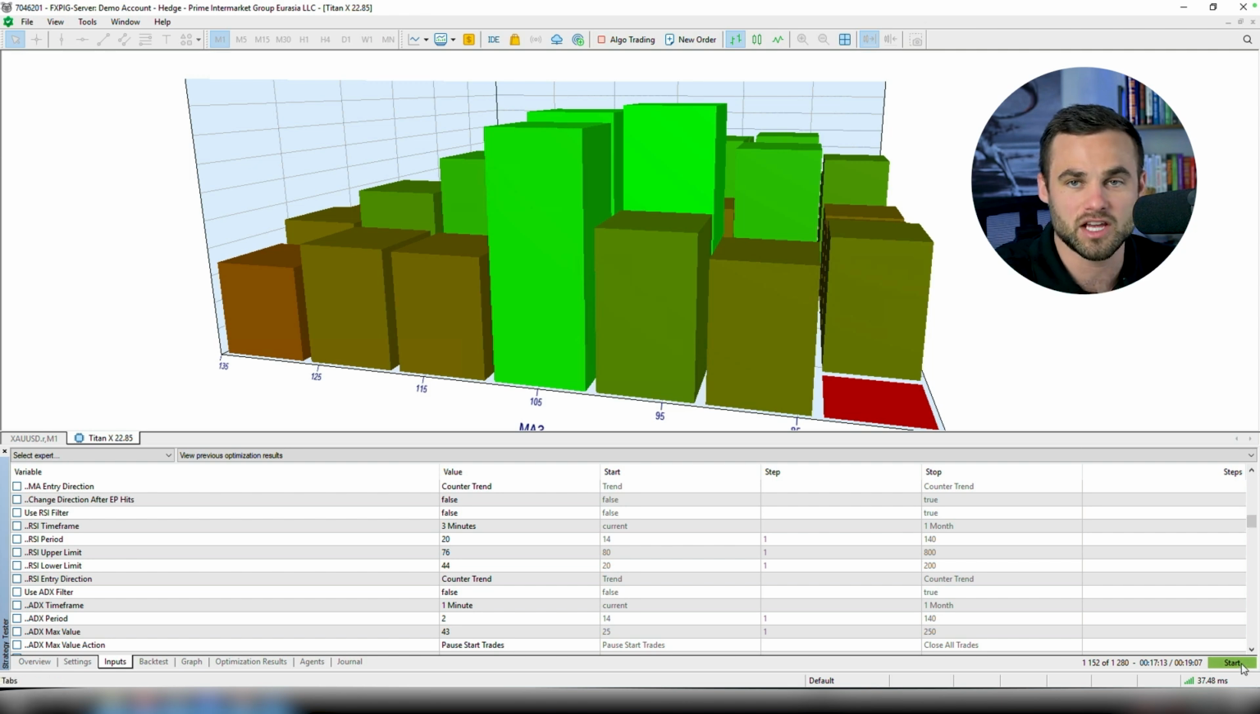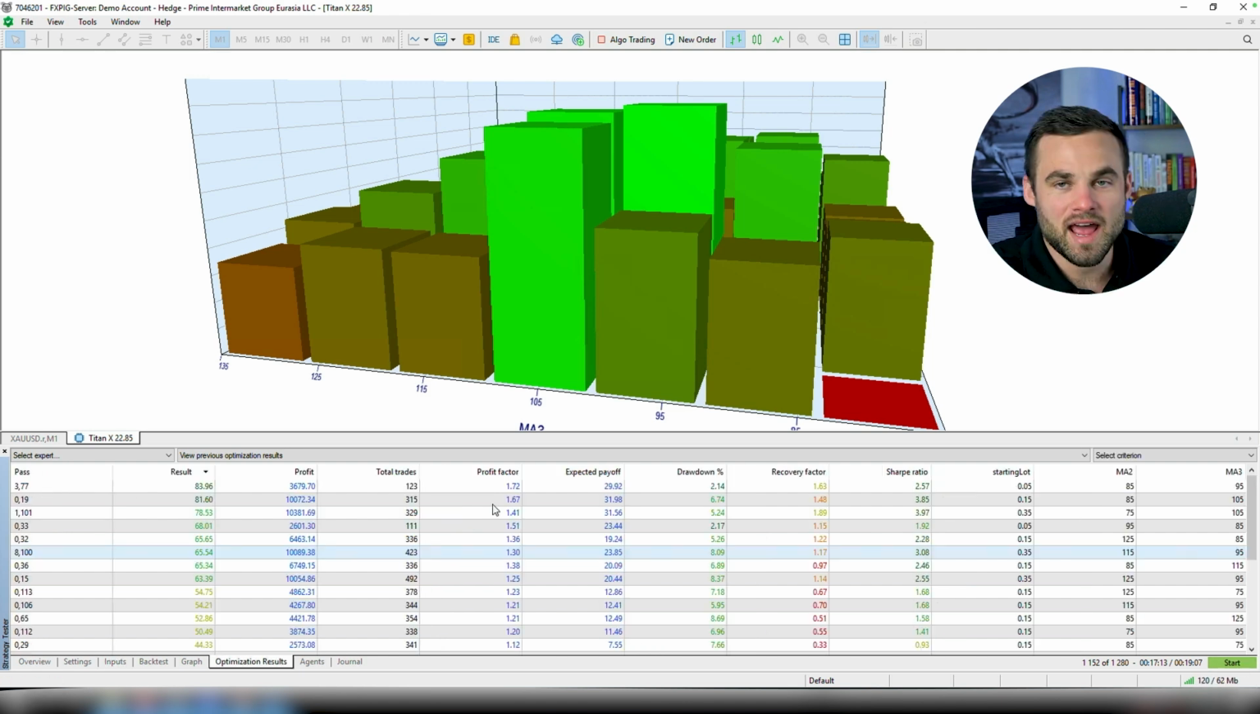All you do after that is you go ahead and you click start. And again, depending on your rig and depending upon how many inputs you've tested, it's gonna take a certain period of time. It depends again on these different variables. And then again, I haven't tested a ton of stuff, but I have my results here. I can just go to optimization results.